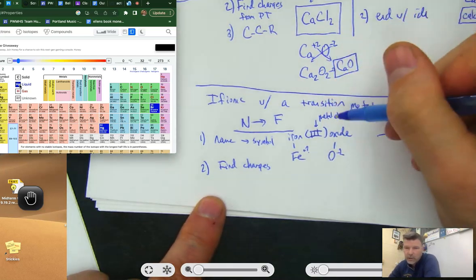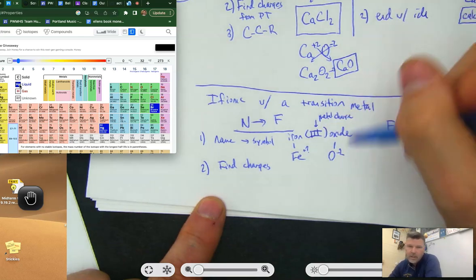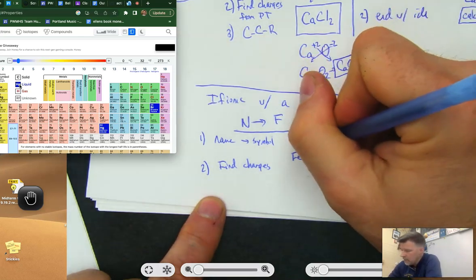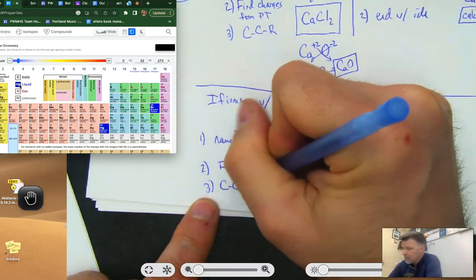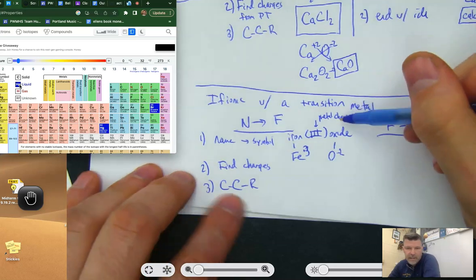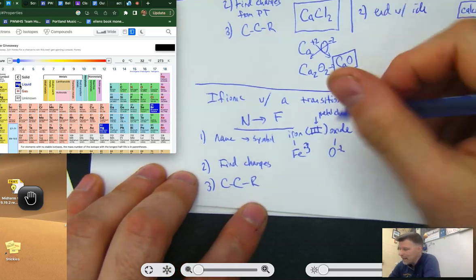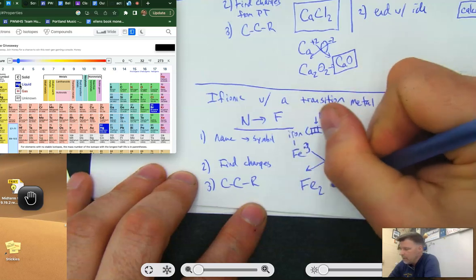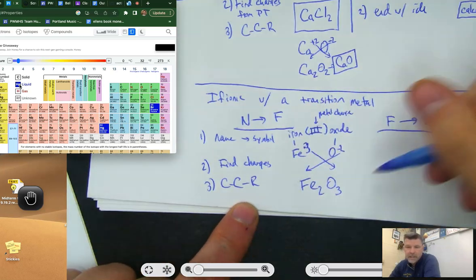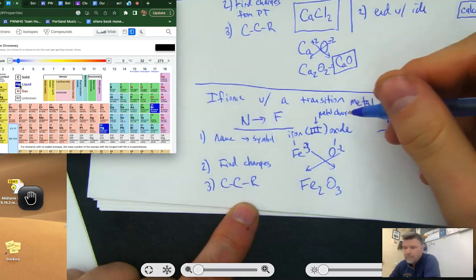It looks like it's more confusing because you go, what's the Roman numeral? Saves you from having to look at the periodic table. So that's +3. And just like before, crisscross, reduce. So this fancy thing that sounded like iron 3 oxide is just Fe2O3. That doesn't reduce, so it's set.